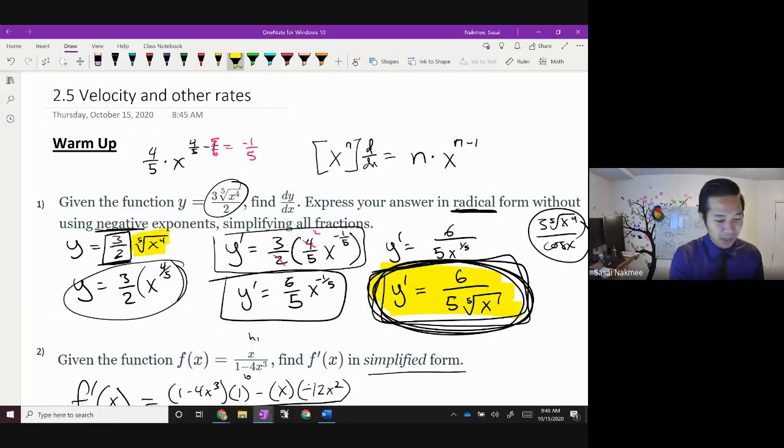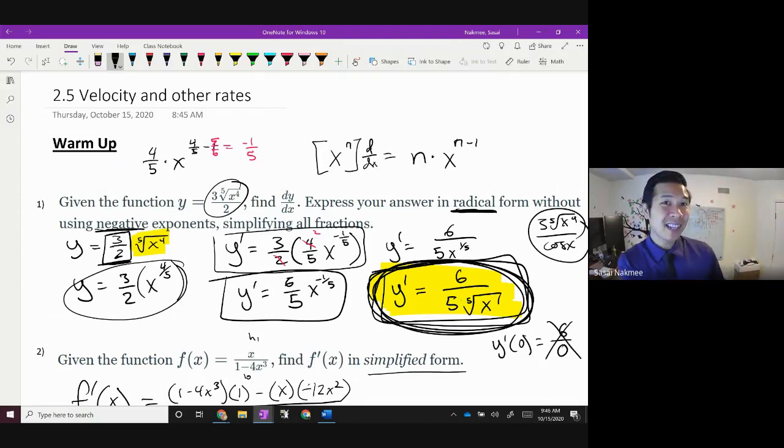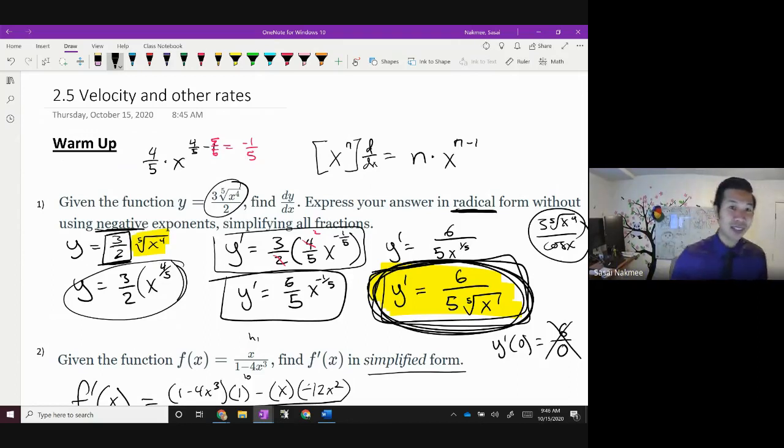What happens when you plug in a 0 into the derivative? If I was evaluating the derivative at 0, I would get 6 over 5 times the 5th root of 0, which is just 0. 6 over 0 is undefined, isn't it? That means that the derivative does not exist at 0, right? The derivative does not exist at 0. And you can see that numerically, just by looking at the function and just plugging in that number.